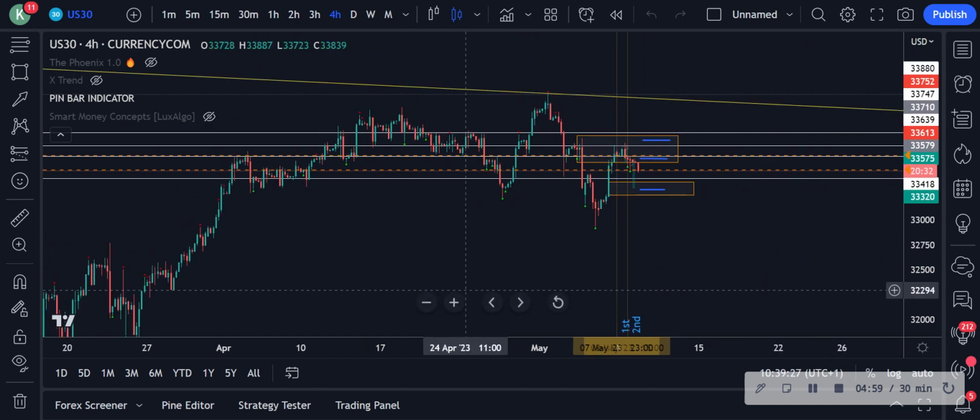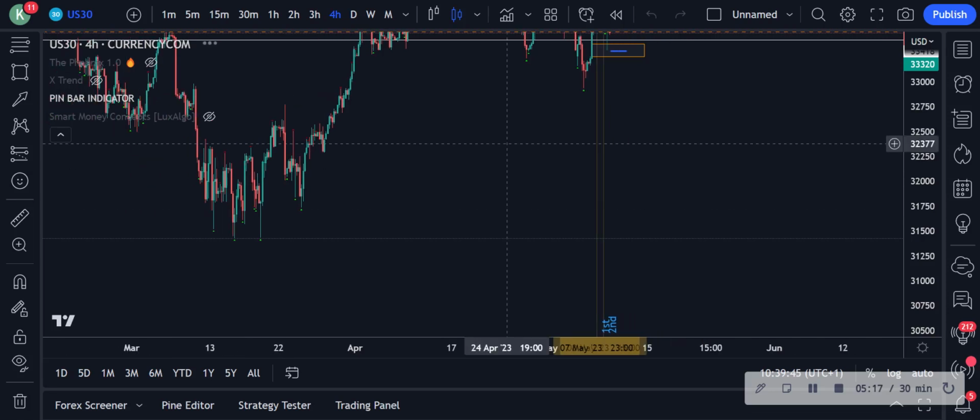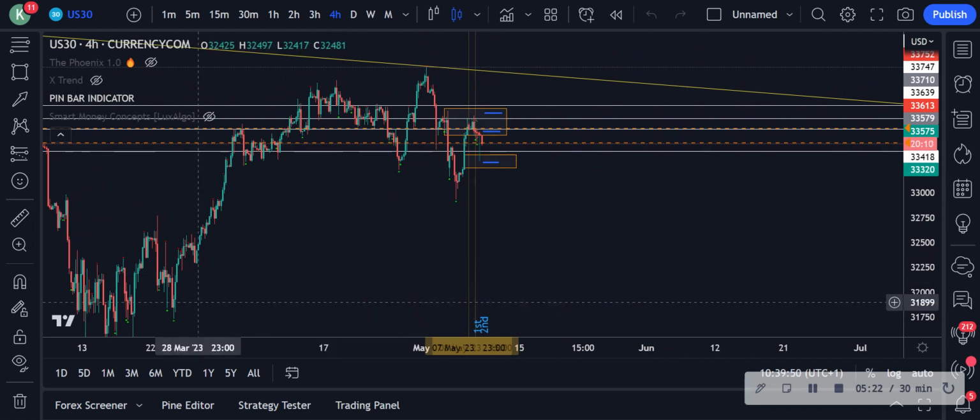Which I think could go all the way down to this bit here because there's so much liquidity to be grabbed here, to be honest. And price has come back to this point, touched it several times, and that would be like probably 31,700 ish.